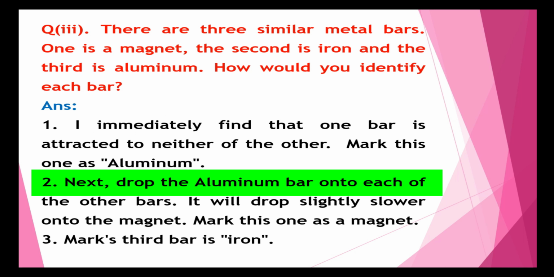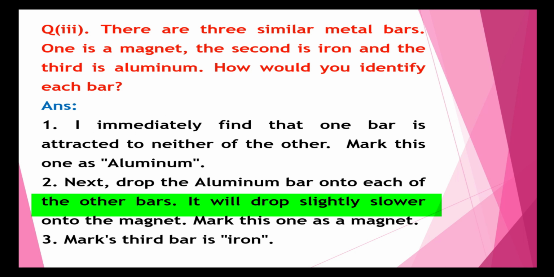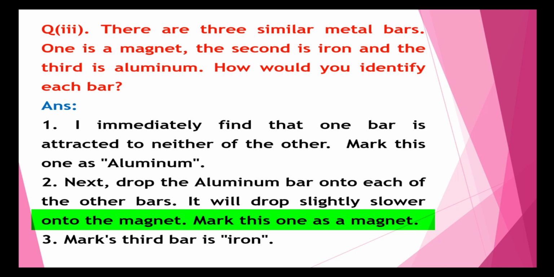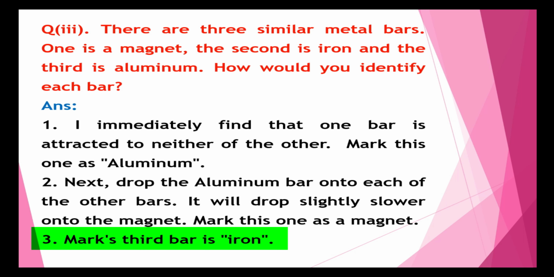Next, drop the aluminium bar onto each of the other bars. It will drop slightly slower onto the magnet. Mark this one as a magnet. Mark the third bar as iron.